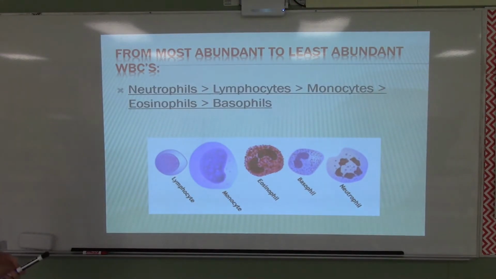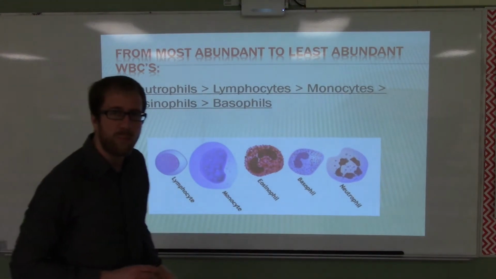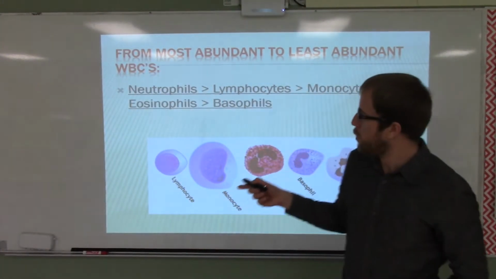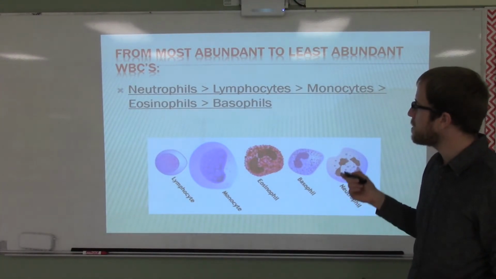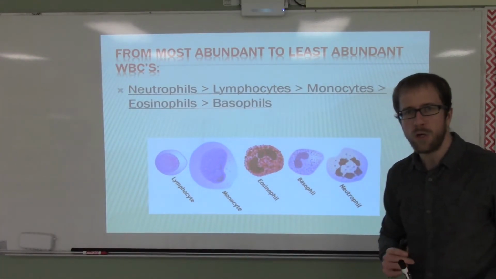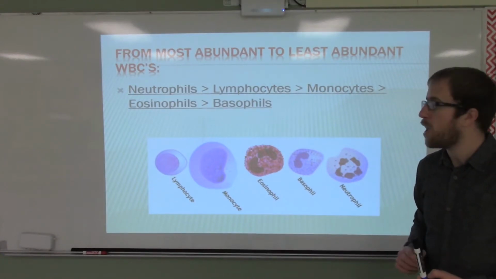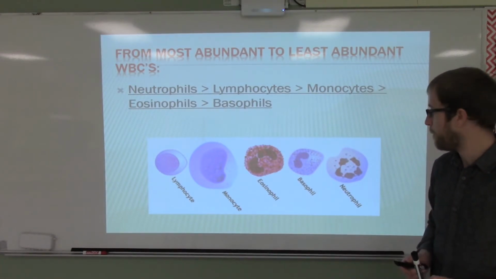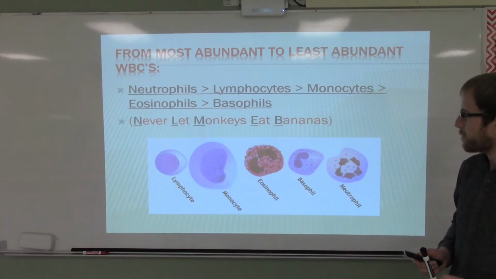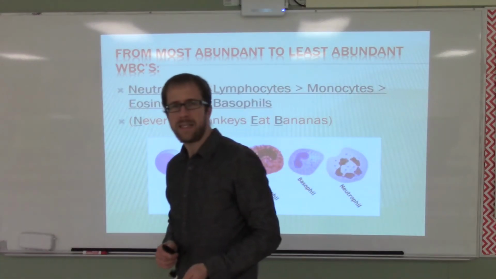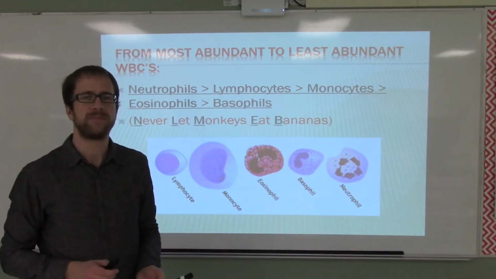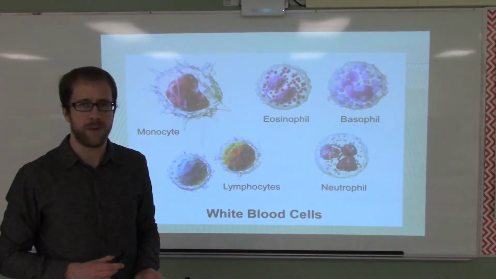So, from most abundant to least abundant, we have our neutrophils, lymphocytes, monocytes, eosinophils, and then our basophils. These are your 5 types of white blood cell we will be exploring. Here's a little acronym to help you remember. Never let monkeys eat bananas. I'm sure you can come up with a better one than that.